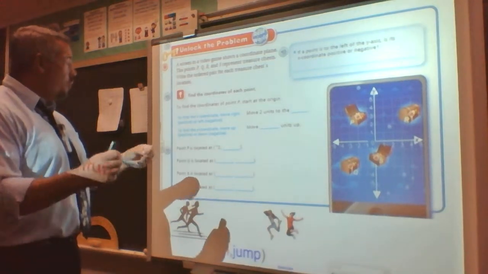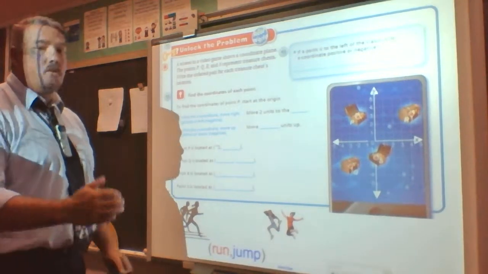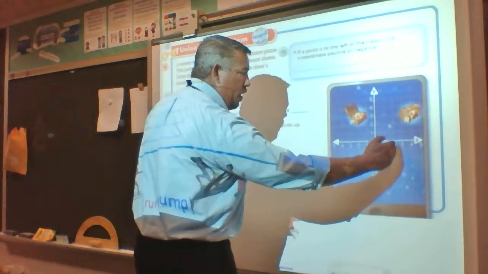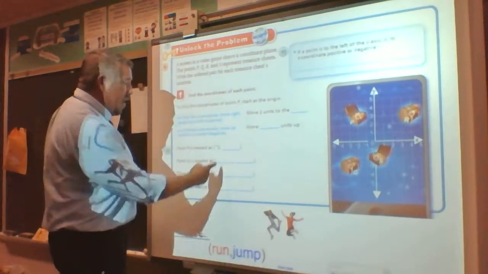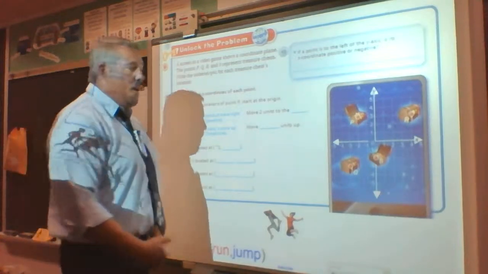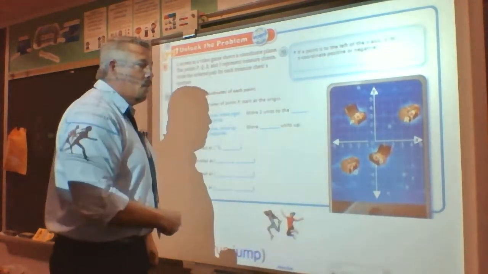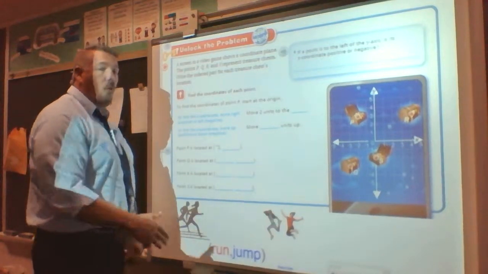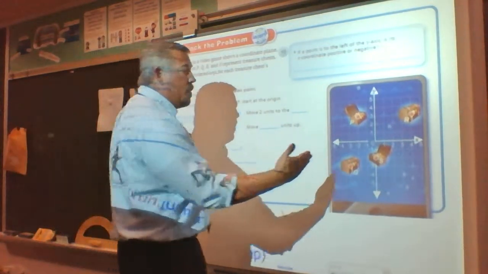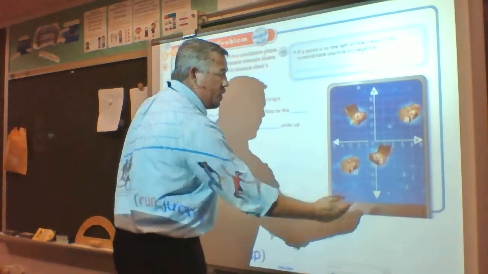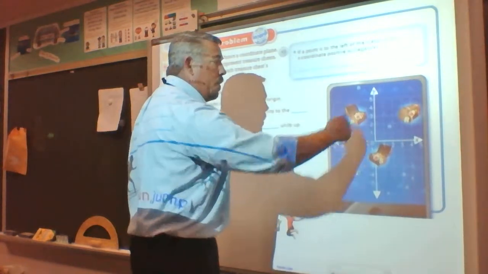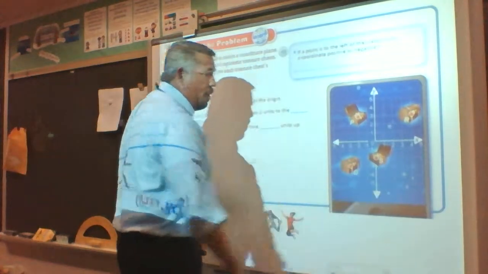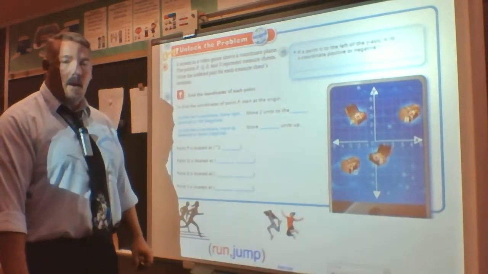So in order to write the ordered pair, I have to remember that I'm going to run before I jump. If I run forward, I'll have positive numbers. So my X would be a positive. If I have to run backwards, then it's going to be a negative. So my X would be a negative. Once I do my X, then I'm either going to jump up or I'm going to jump down. And if I jump up, my Y would be a positive. But if I jump down, then my Y would be a negative.